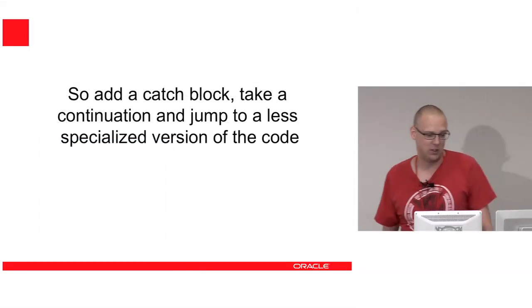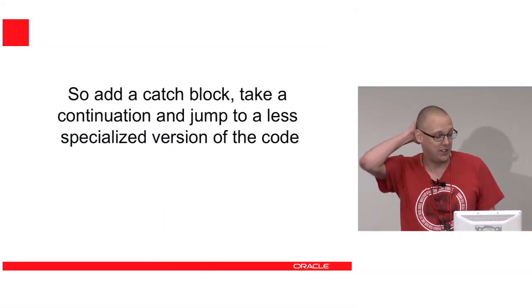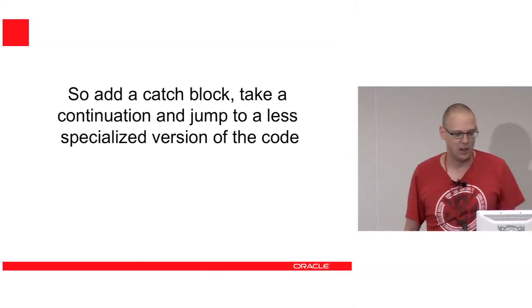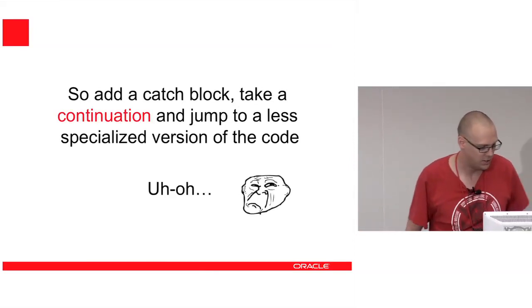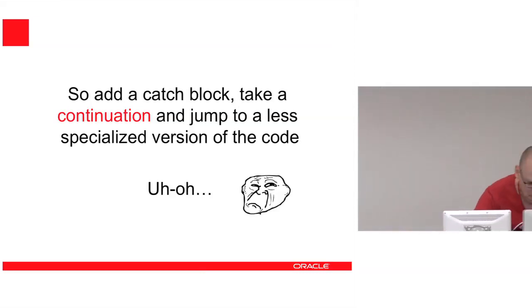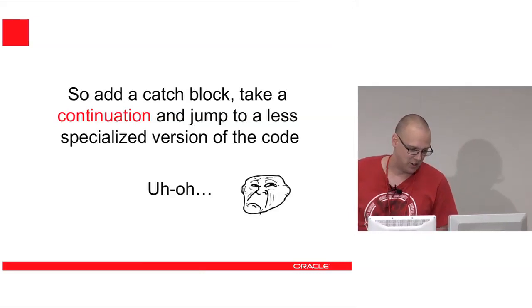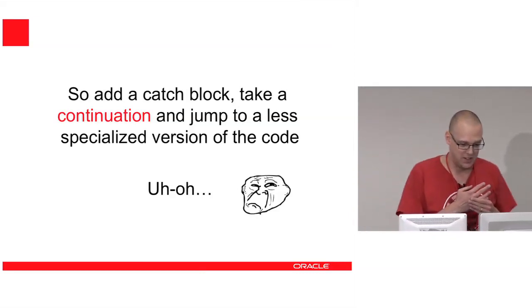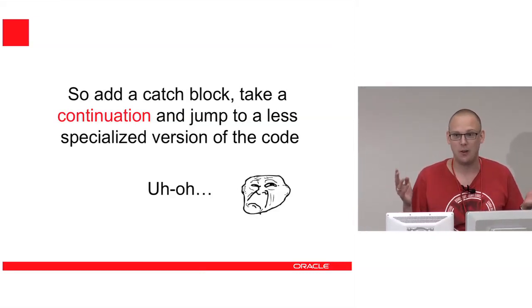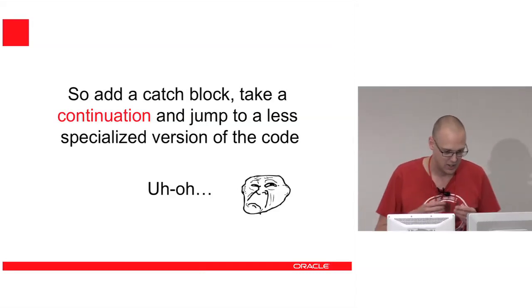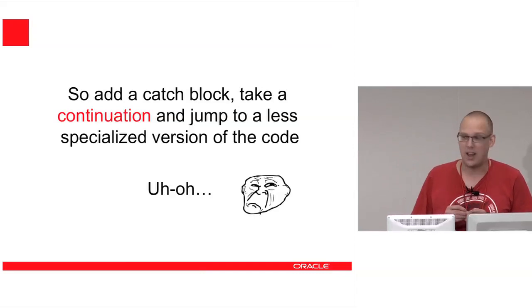So we have to basically add a catch block, take a continuation of the state when we're wrong, and jump to a less specialized version of the code. And, uh-oh, he said continuation. So we don't need full continuations. We need a limited form of continuations. We only need to restart a single method at the top of the stack. We don't do deeper stacks, so we can cheat a bit. And we only need to restart it once. And these constraints will actually help us to do this in bytecode.